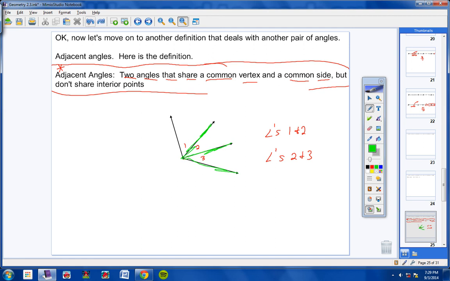Now, would angles 1 and 3 be adjacent? Well, they share a common vertex. Here's the vertex for angle 1 right here. Here's the vertex for angle 3 right here. But no, they would not be adjacent because they don't share a common side. Here's the two sides for angle 1, and then here's the two sides for angle 3 right here. They don't share a side at all. And so 1 and 3 would not be adjacent. I hope that makes sense, okay?